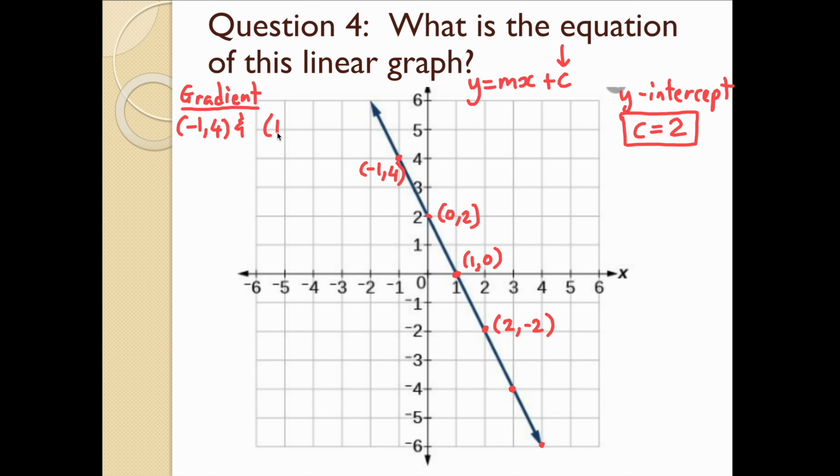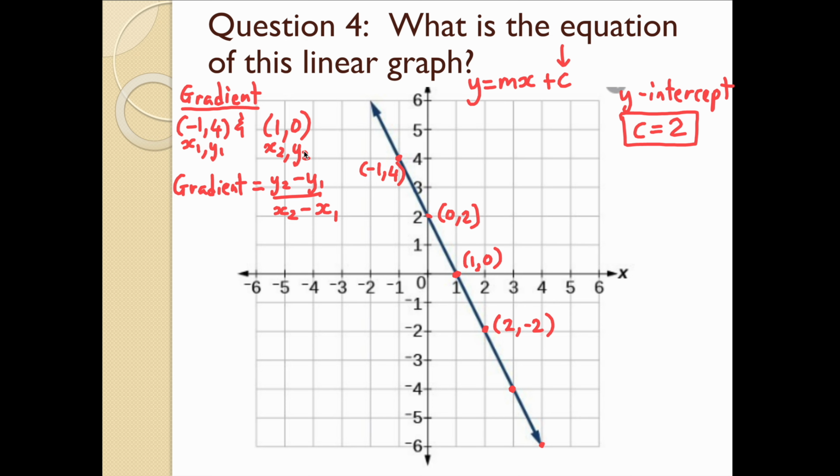And 1, 0. So what I have to do is label these x1, y1, and then x2, y2. So the gradient formula is what? y2 take away y1 over x2 take away x1. Excellent. So we have y2 take away y1 over x2 take away x1. I've already labeled these. This is why it's so important to label these.